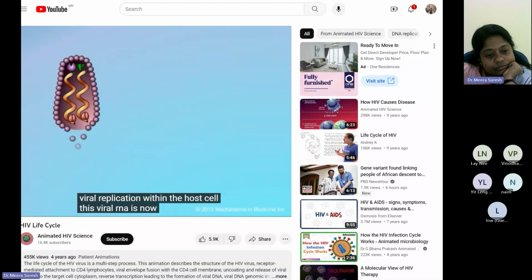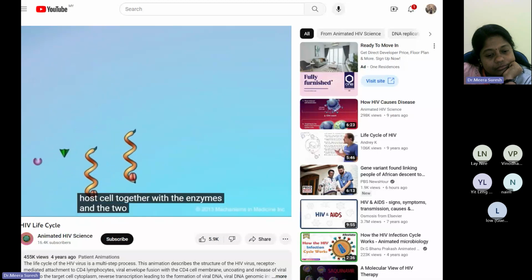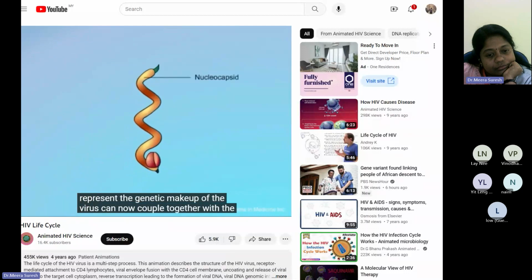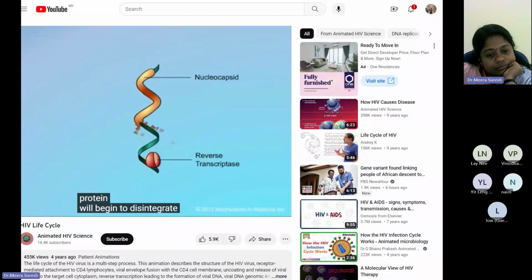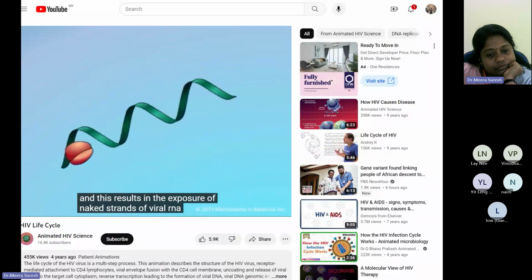This viral RNA is now exposed in the host cell together with the enzymes, and the two coded viral RNA strands that represent the genetic makeup of the virus can now couple together with the reverse transcriptase enzyme. And in addition to this, the integrase enzyme and the protease enzyme of the virus are also released into the cytoplasm. At the same time, the viral nucleocapsid protein will begin to disintegrate at this stage, and this results in the exposure of naked strands of viral RNA.